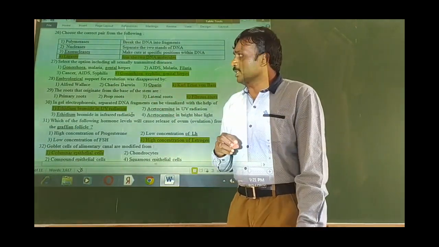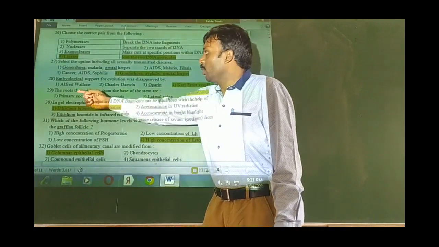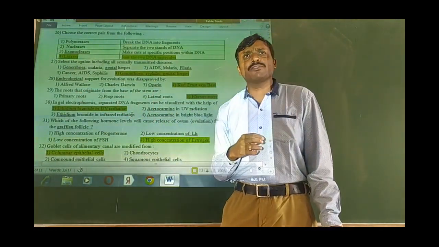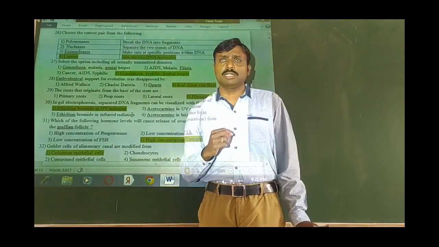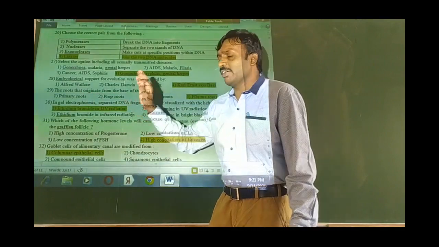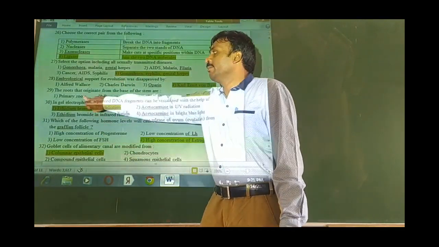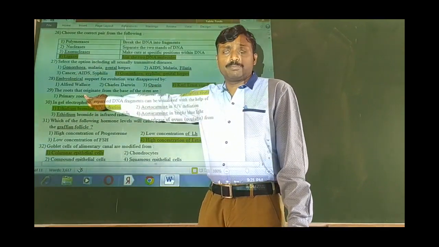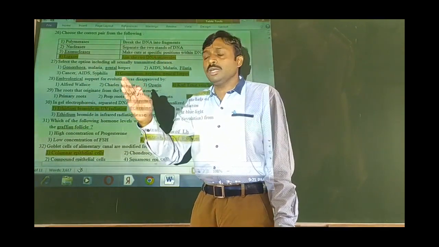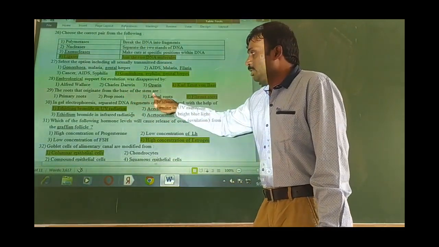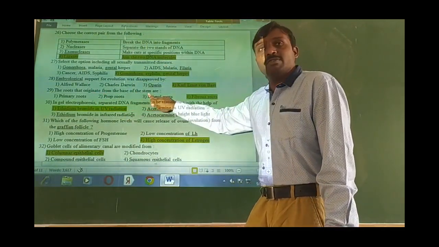Then moving to the next question, question 29. Roots that originate from the base of the stem. Okay, from morphology of flowering plants, first year syllabus. Many of us are confused. Definitely many of us will answer primary roots, but remember, that will become a wrong answer.